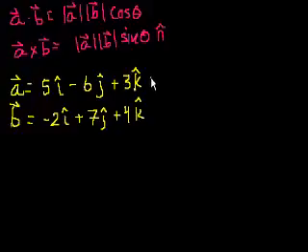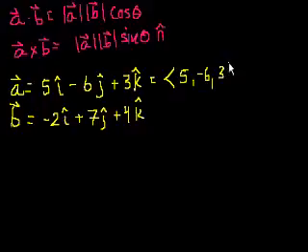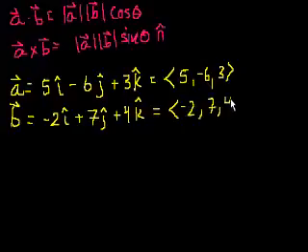And actually, another way of writing this notation, sometimes it's in bracket notation. Sometimes they would rewrite this as 5, minus 6, 3, or it's just the magnitudes in the x, y, and z direction. I just want to make sure you're comfortable with all of these various notations. You could have written B as minus 2, 7, 4. These are all the same things. You shouldn't get daunted if you see one or the other.